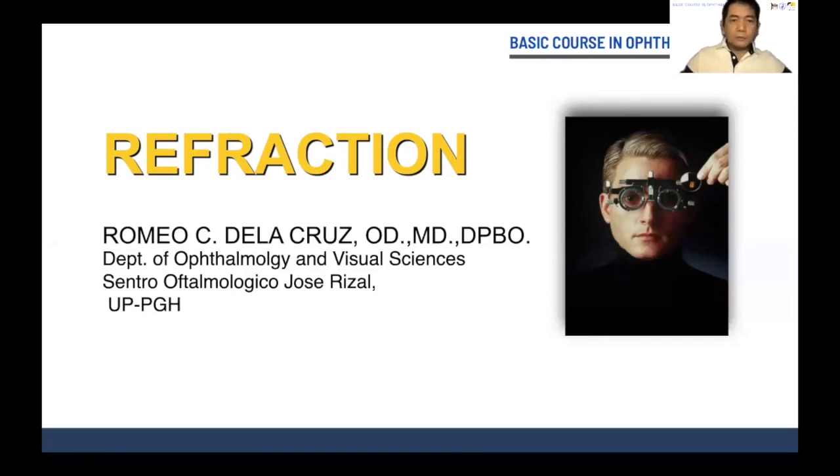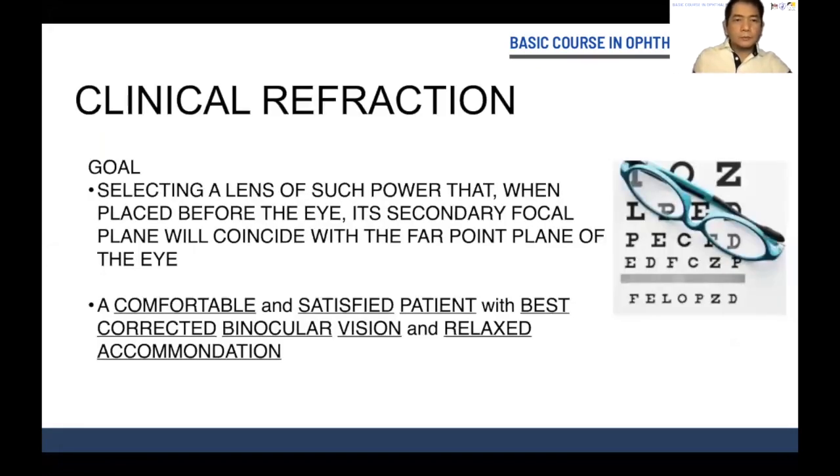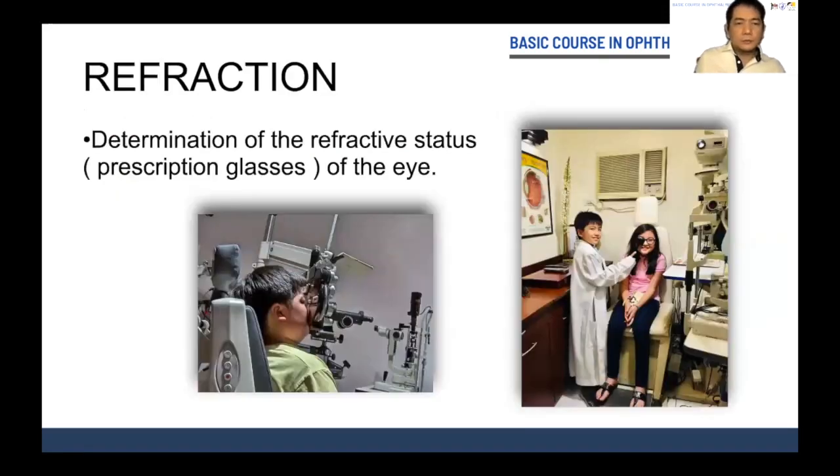So at this point, we will be discussing refraction. Clinical refraction is selecting a lens of such power that when placed before the eye, its secondary focal plane will coincide with the far-point plane of the eye. So our goal here is a comfortable and satisfied patient with best corrected vision, binocular vision with accommodation relaxed.